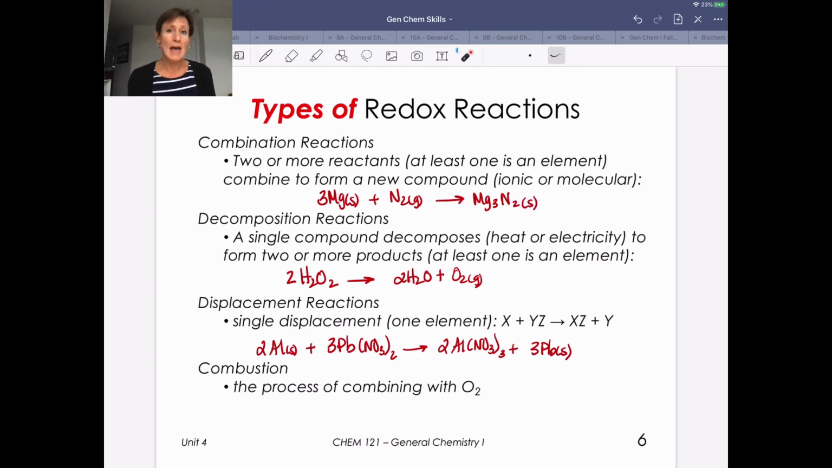If you actually go back and look at, for example, any of the acid-base reactions, or you look at some of the precipitation reactions, none of those change oxidation numbers, but those are what we call double displacement. Remember, we were swapping who was partners with who? That's called a double displacement reaction. Single displacement is we're going to be swapping somebody out with an element.